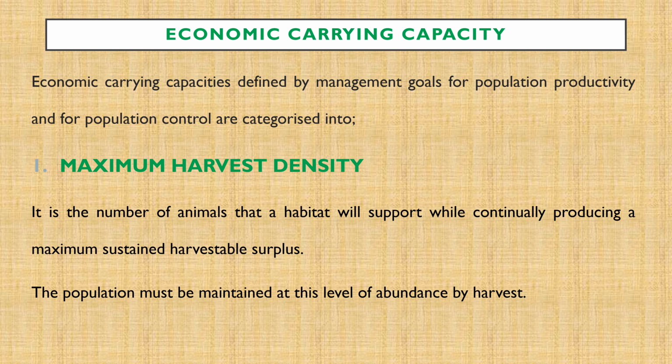Economic carrying capacity. Under economic carrying capacity, the management goals have been defined for population productivity and for population control. And this has been categorized into maximum harvest density. Under maximum harvest density, the main goal here is population productivity. Maximum harvest density is the number of animals that a habitat will support while continually producing a maximum sustained harvestable surplus. And the population must be maintained at this level of abundance by harvest.